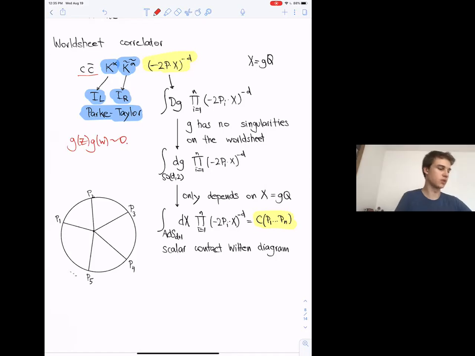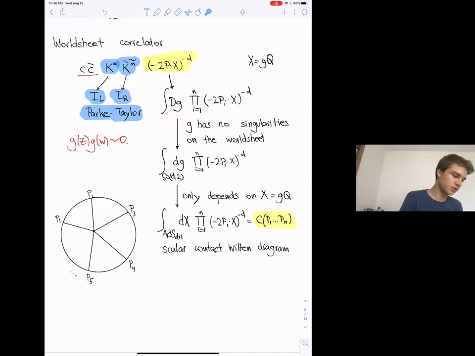So that means that we only have to integrate over G's here that don't have any singularities. Because if G collides with any of those vertex operators, there's no singularity. And G is also a group valued function on the worldsheet. And the only way that these two facts are compatible is that G is just a constant. So instead of integrating over all functions of G, this integral collapses to just an integral over the group.